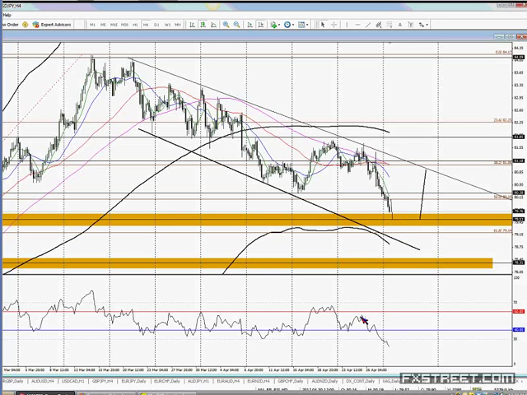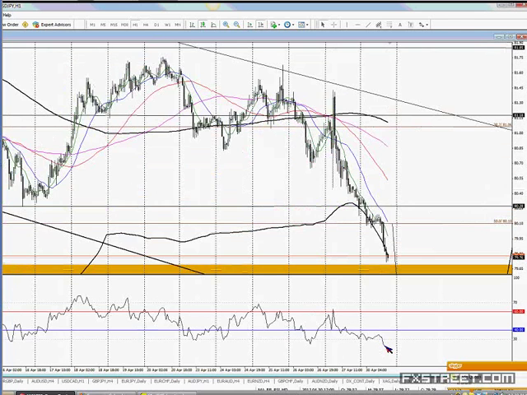I am looking for some support here, but it's definitely important to look at the momentum at the moment. Momentum in the 4-hour chart is bearish, no sign of bottoming. Looking at the 1-hour chart, RSI is also bearish. So with this bearish momentum, it's going to start to be oversold.